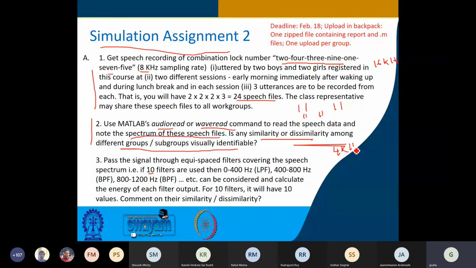Now comment on their similarity and dissimilarity. If there is some sort of clustering, some sort of togetherness, some sort of similarity between these different subgroups, these boys, girls, morning, afternoon. So that is the idea. Is it clear?